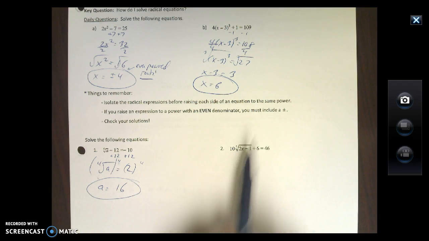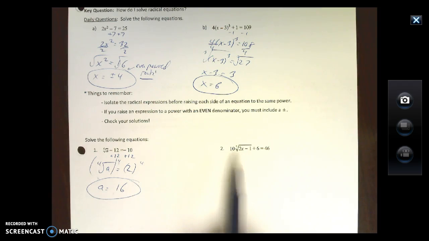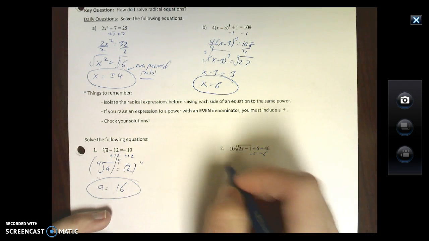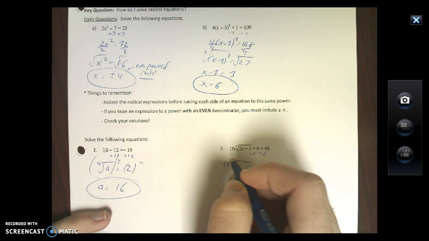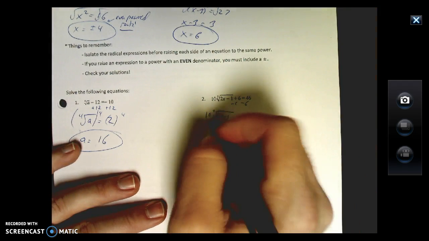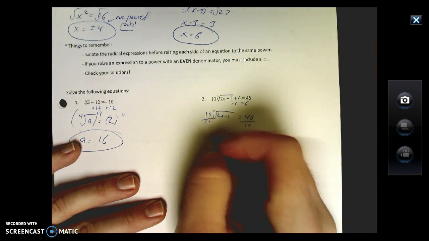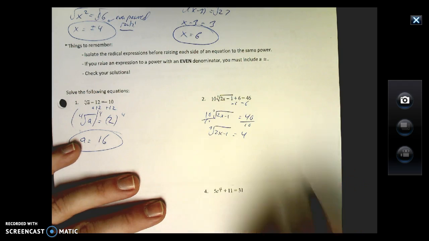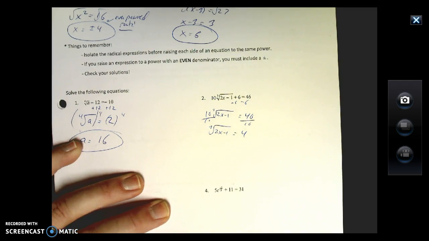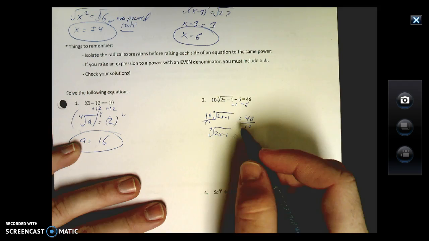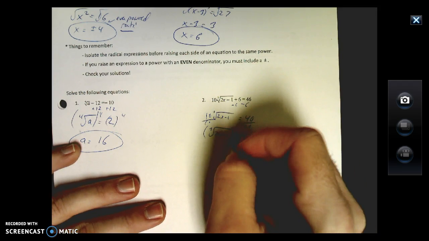Alright. This is the same idea as up top here. I'm trying to isolate this cubed root. So I'm going to subtract 6 over. 10 cubed root 2x minus 1 equals 40. I can divide both sides by 10. Cubed root 2x minus 1 equals 4. Alright. What's the opposite of cube rooting something? Raising it to the 3rd power.